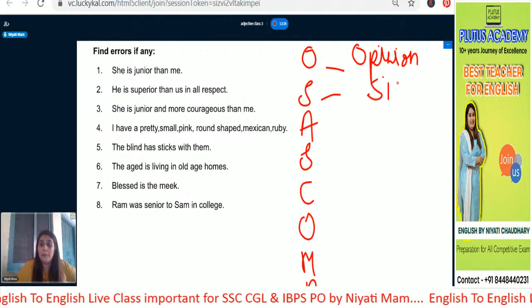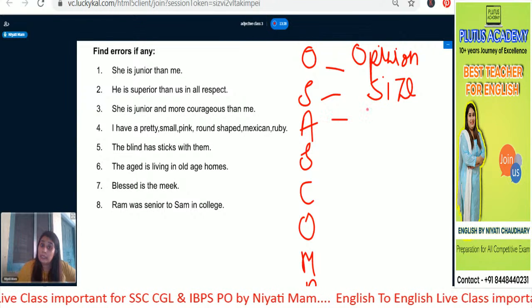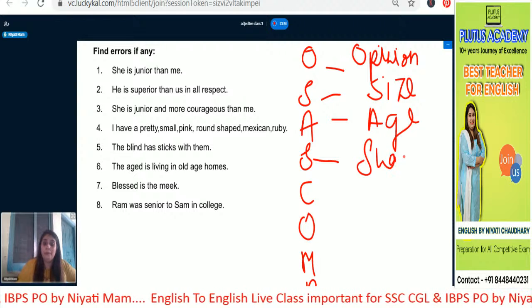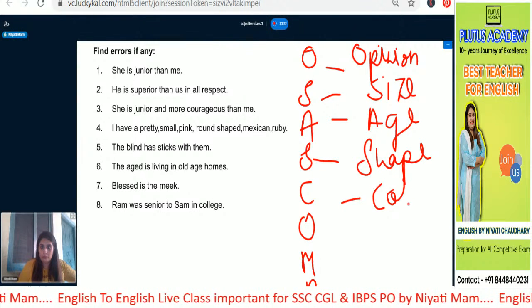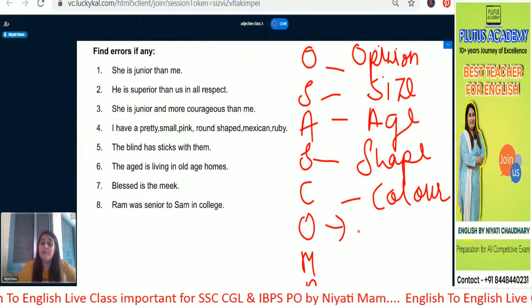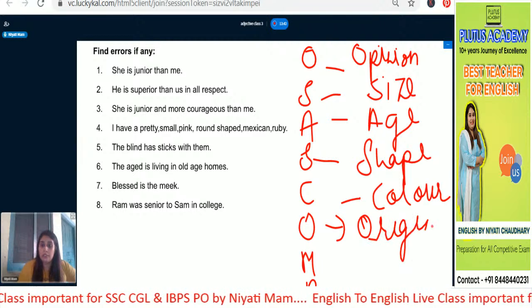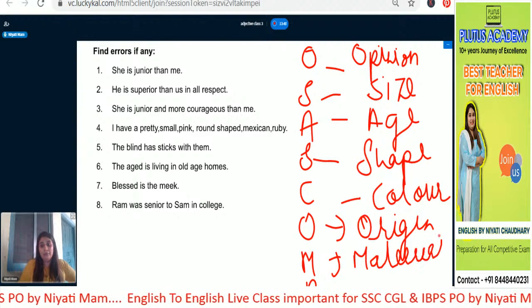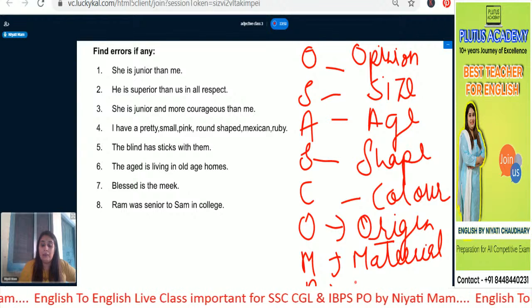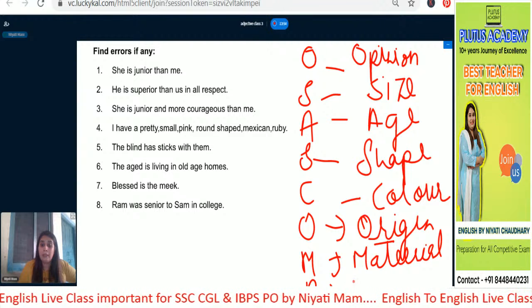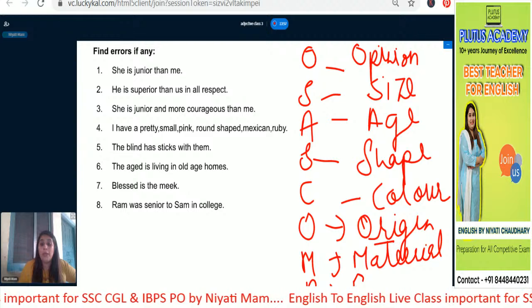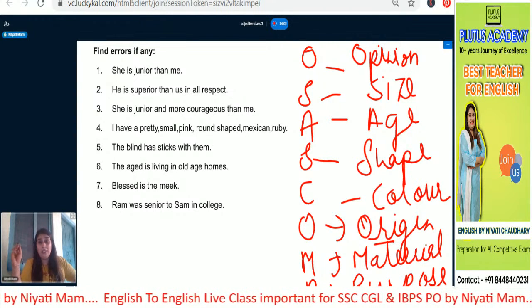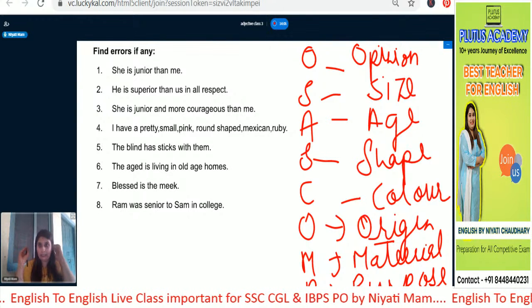After that comes the size. After that comes age. After that comes shape. After it comes color. After that comes the origin. After that, material is considered. After that, purpose. Right. So if there is more than one adjective being used in a single sentence, then this order should be followed.